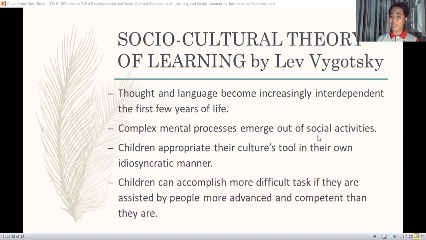Now, when it comes to classroom application, ayan, nasa higher thinking. Kung baga, nasa college na kayo, higher cognitive skills na ang expected sa inyo. Now, how come that you are now in the position that you already possess this type of skills? It's because of the social activities you've gone through. From home, mula nung bata kayo hanggang sa nag-aral kayo, elementary, high school, yan, you are the product of your own learning. Okay? Next, children appropriate their culture's tool in their own idiosyncratic manner.